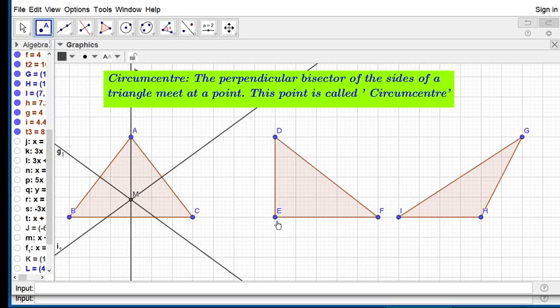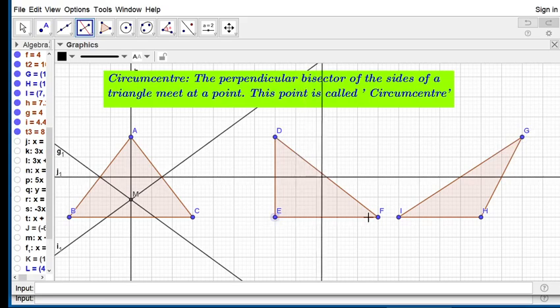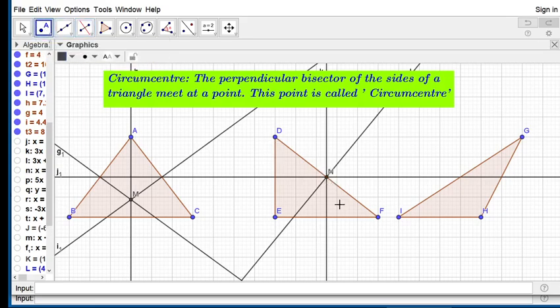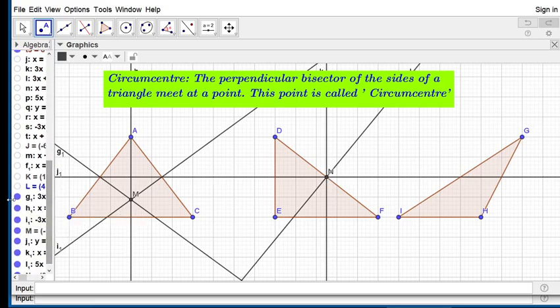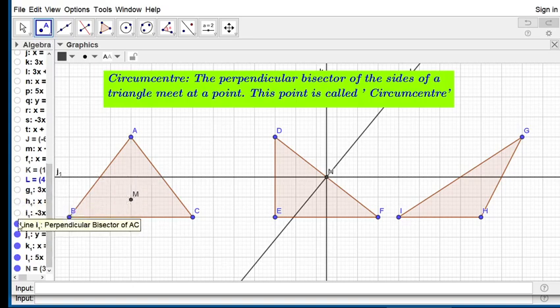Now moving to the right angle triangle, dear students, where the circumcenter lies, let me find the perpendicular bisectors of this side and this side, EF and ED. You can see this is the circumcenter N. Yes, circumcenter N lies on the hypotenuse. That is the circumcenter. And now finally, let me remove these lines.